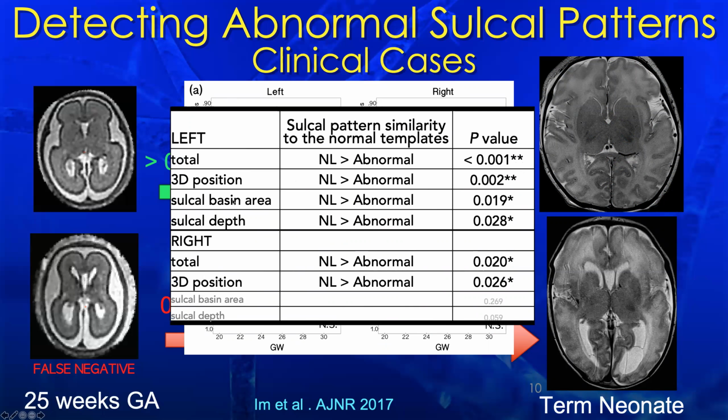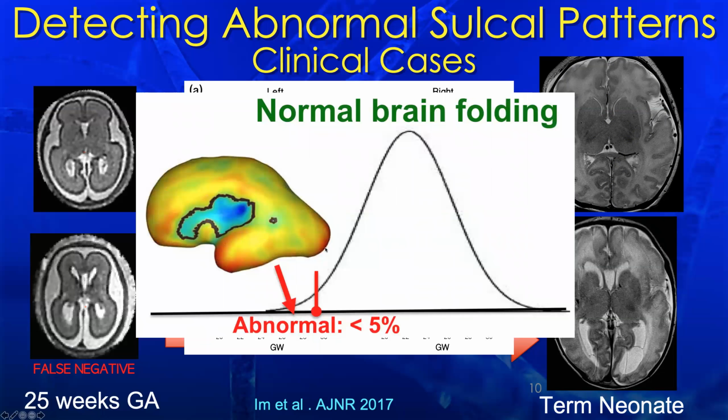So we're working on characterizing this normal distribution better so we can provide this on the front line as a quantitative metric of abnormal gyral folding, and key people to look a little closer or to follow these fetuses more closely for potential cerebral abnormalities. Now, it's not just those gross cerebral malformations that can be detected with this technique.